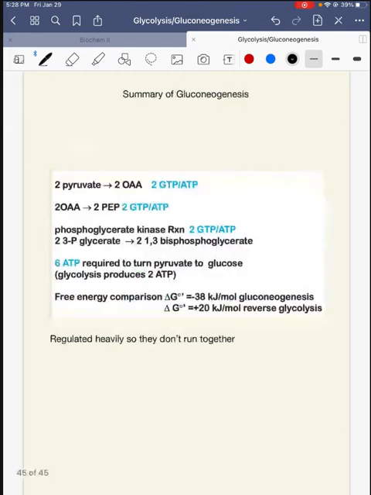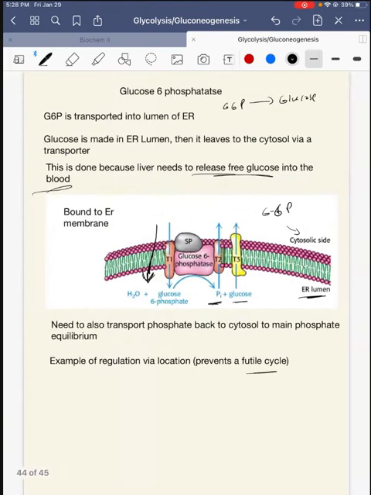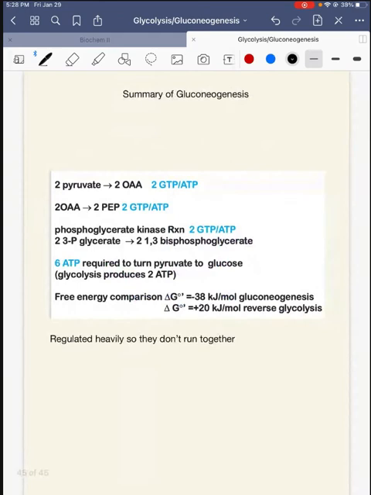Okay, so that was the last enzyme we went through for gluconeogenesis. This is the overall summary of gluconeogenesis. To convert from pyruvate to oxaloacetate, we use two ATPs or GTPs, depending on what the cell is using. And then from oxaloacetate to PEP, that also uses two GTPs and two ATPs. Those are the ones where I went through the mechanism for both of them. So both of them have used phosphate from either a GTP or ATP.